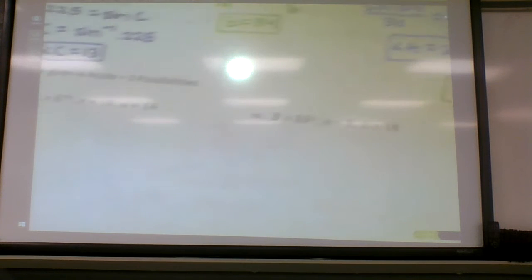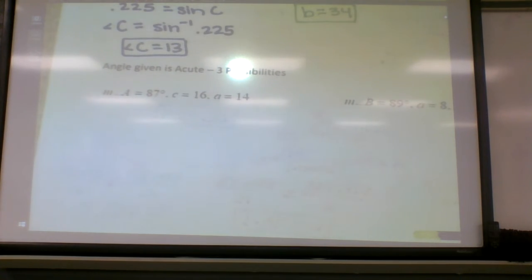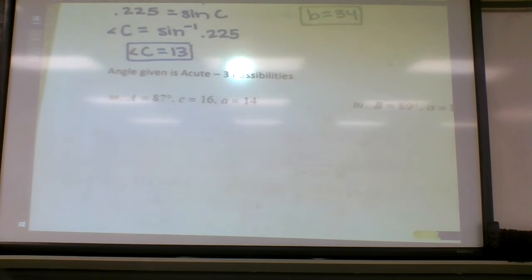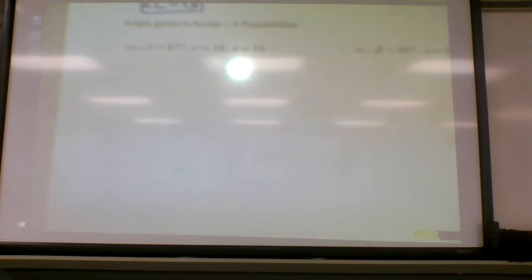We are down to angle A being acute. It says 3 possibilities. Technically, there are 4 because you could have the right triangle, but that's super boring. Nobody wants to talk about that anyways, right? Right triangles, we talk about that all the time, that's true. All right, so let's draw a picture of what is happening here.